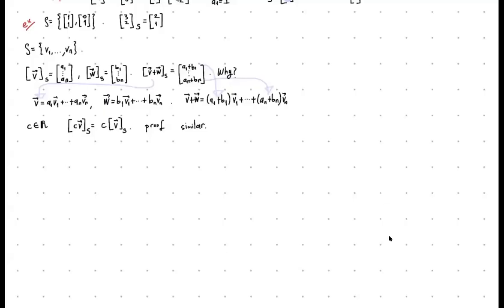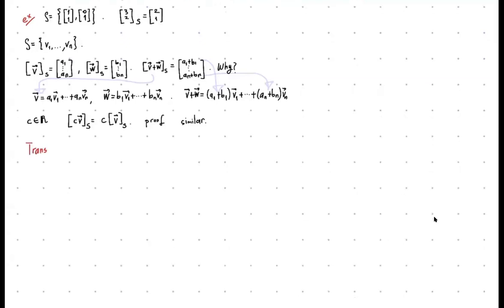Okay, so let's try to do something about transition matrices. I'm skipping parts of this section, so we're not doing all of section 4.8 because we don't have time. Let's talk about these transition matrices. What does transition matrix mean? Suppose we have not just one ordered basis, but two ordered bases. The plural of basis is still basis.